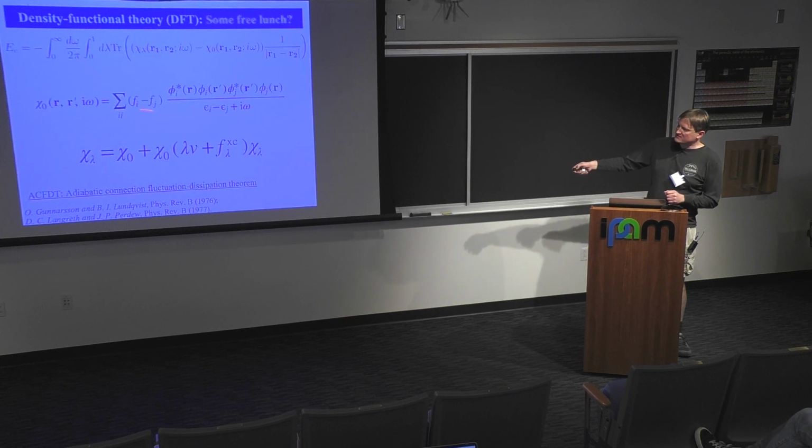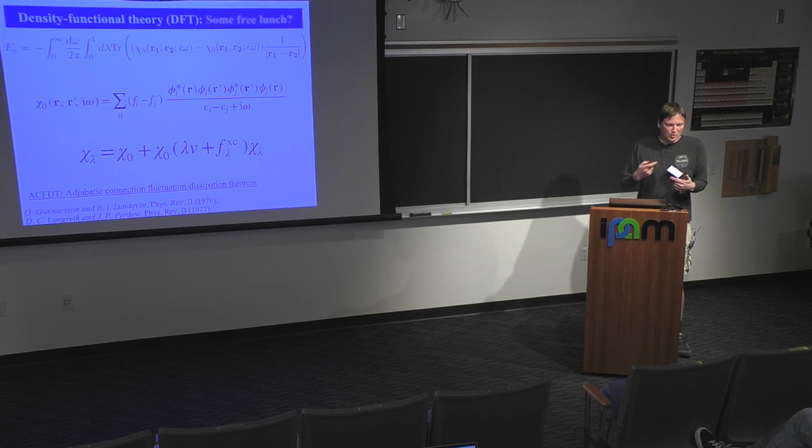This just means that the occupied orbitals do not excite to occupied orbitals, right? And the unoccupied orbitals do not excite to unoccupied orbitals. It's only occupied to unoccupied excitations, right? But if the occupation numbers in general are not ones and zeros, then you just need to introduce this factor.